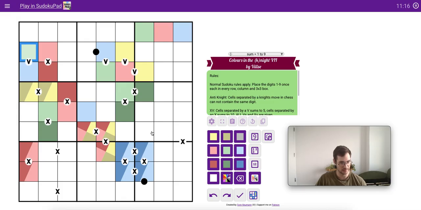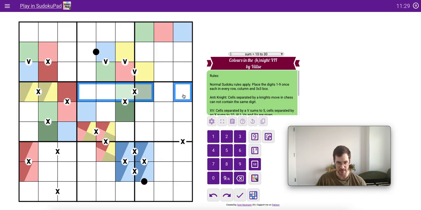Making some great progress. Thinking about where light blue can go in this box. Can't go in either of these two cells, so it must be here. And therefore thinking about where light blue can go in this row. Can't be in either of these two cells, and it can't be in that one either, so it must be here.